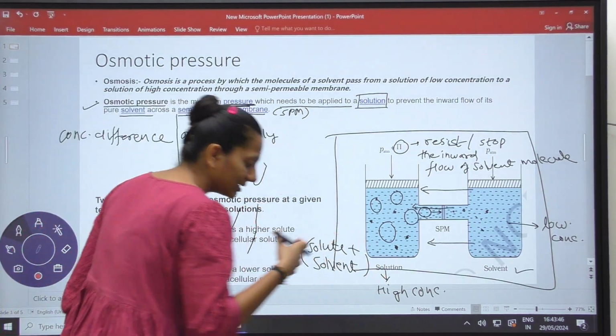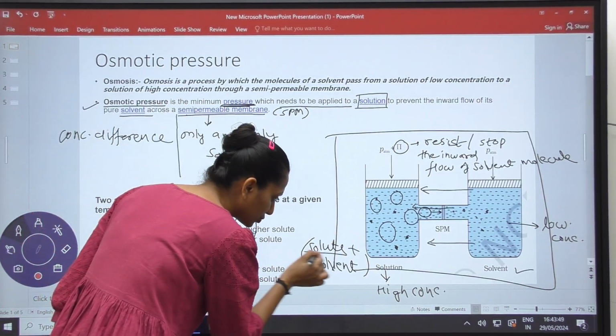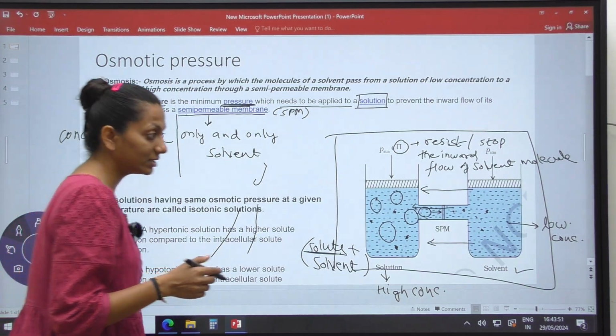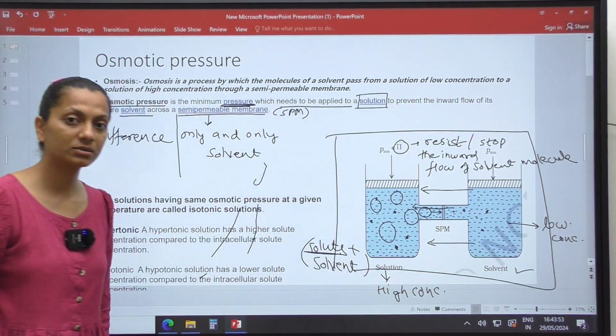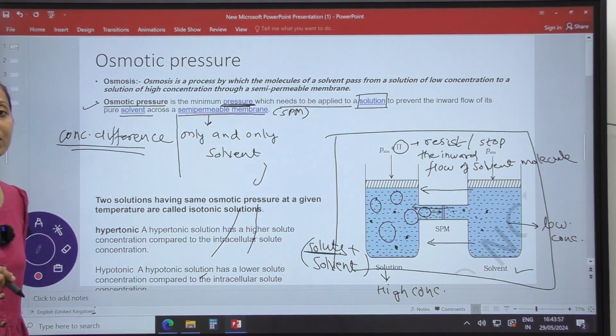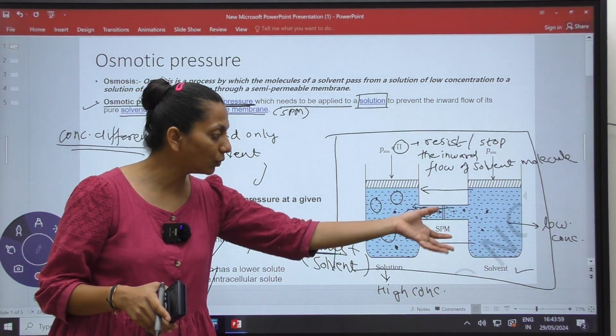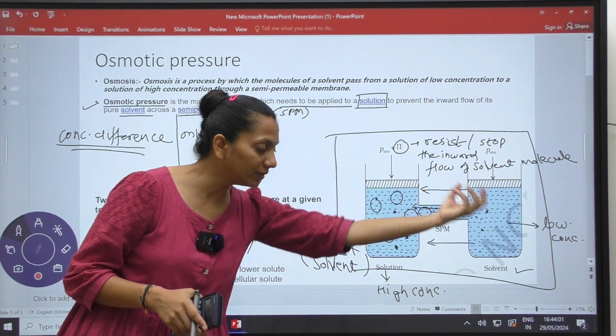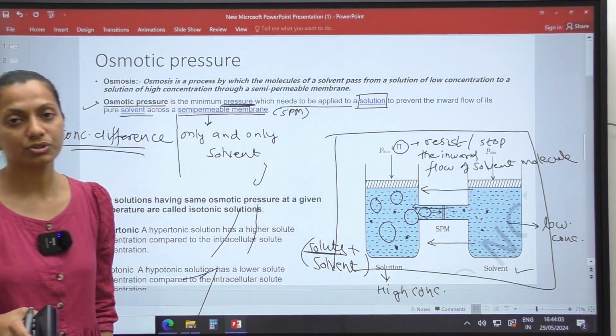And why is this a higher concentration? Because we know that some amount of solute is present in this, whereas no solute is present in the pure solvent. So we can say that because of the concentration difference, what will happen? Solvent particles want to flow from the solvent container towards the solution container.